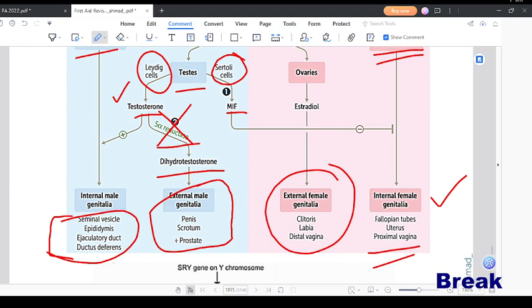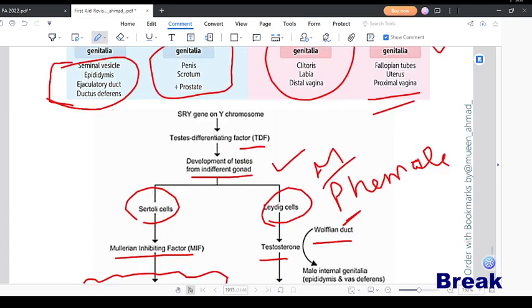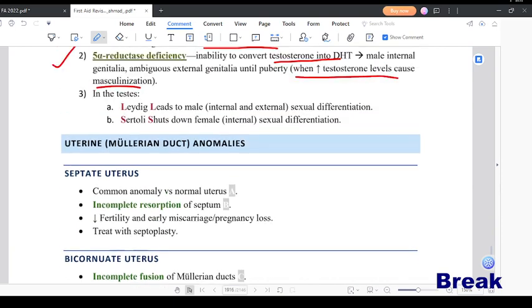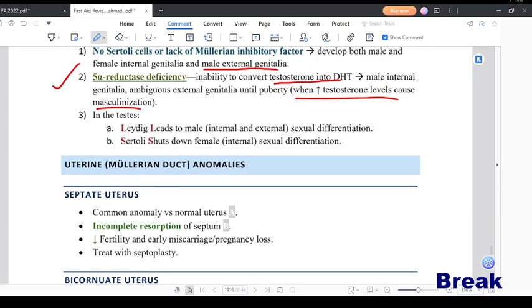But if 5-alpha reductase is deficient, dihydrotestosterone will not be formed, and resultantly the external male genitalia will be absent, and the absence of them will cause ambiguous genitalia until puberty, and after puberty the testosterone will cause the development or masculinization of those genitalia as well. In testes, Leydig cells lead to male, that is internal and external sexual differentiation, and Sertoli cells shut down the female, that is internal sexual differentiation.